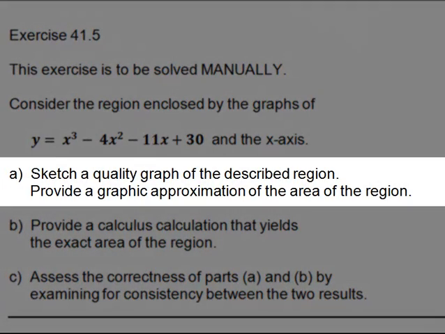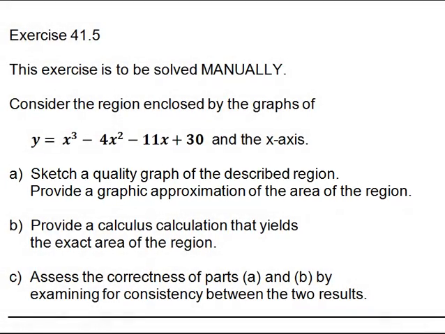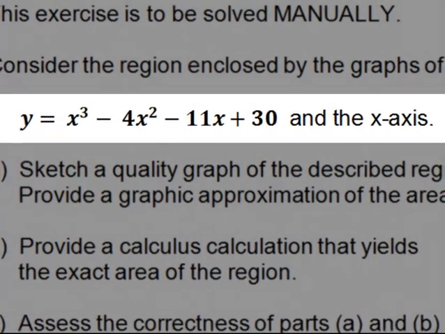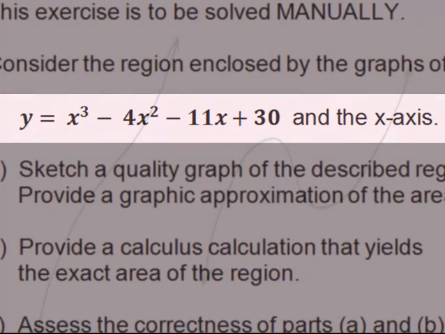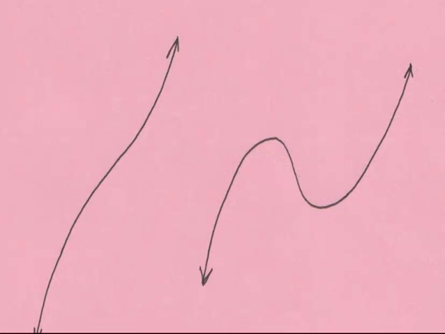Part A. Sketch a quality graph of the described region and provide a graphic approximation of the area of the region. Alright, well, being enclosed by these two graphs, the x-axis is pretty obvious, but what about the one on the left here? That's a cubic function, and when I see a cubic function with a positive ax cubed term, I'm expecting one of two basic shapes.